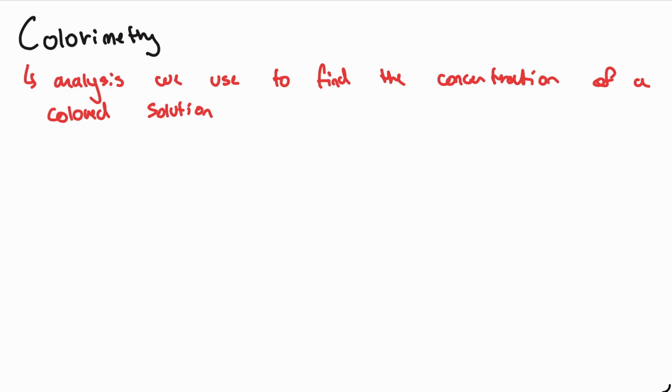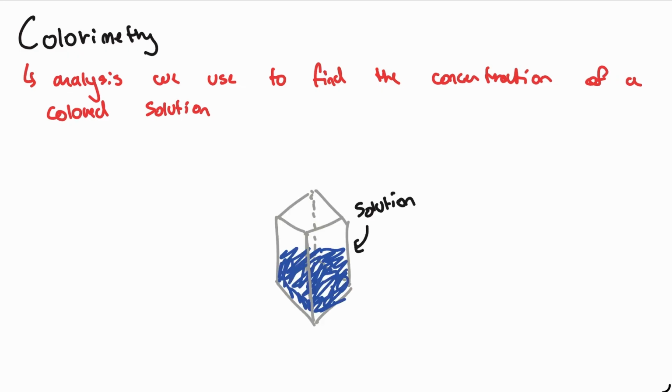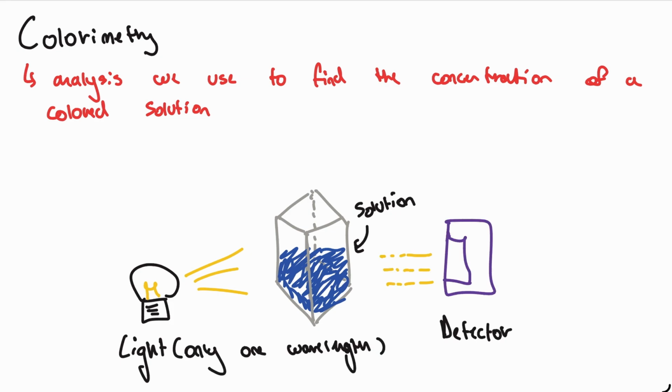You need to be familiar with the steps of this experiment. We start by taking some of our solution and putting it in a glass cube. We then shoot light of a single wavelength, meaning that it only has one color, at this solution. We filter the light into this monochromatic wave because it allows for a more precise measurement. Behind our glass cube, we have a detector, which will pick up how much light passes through our solution.